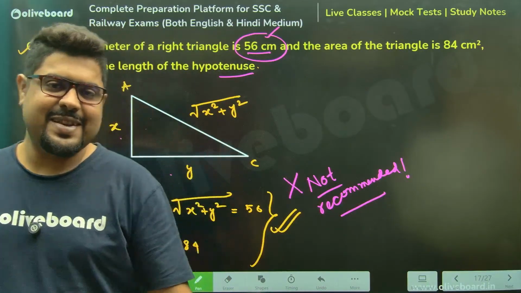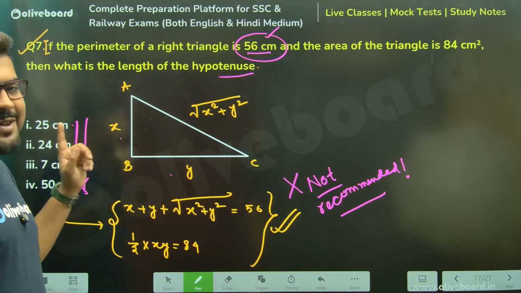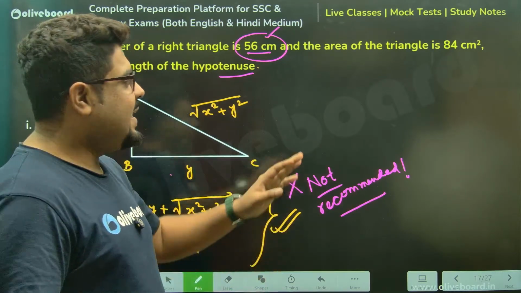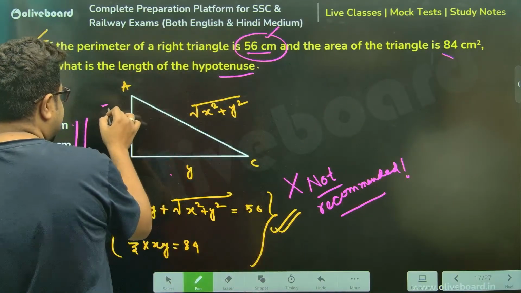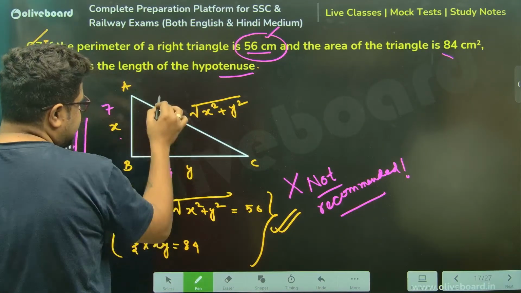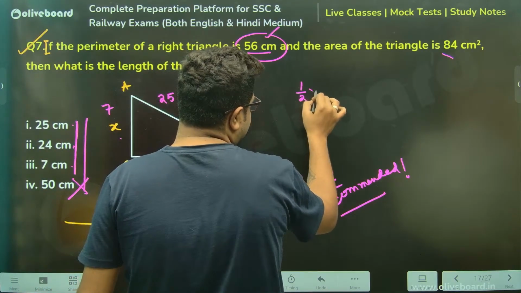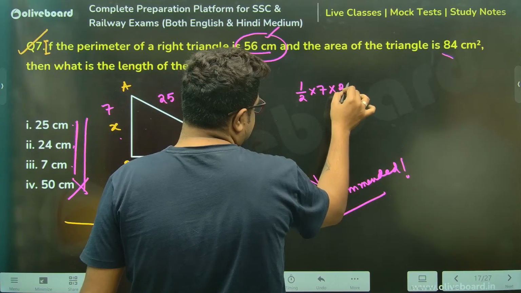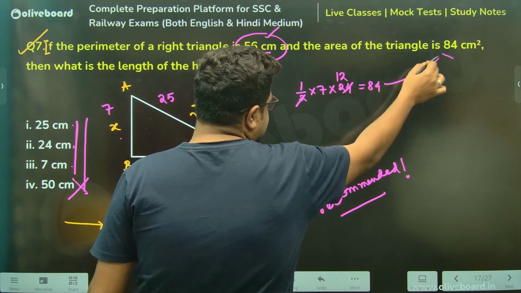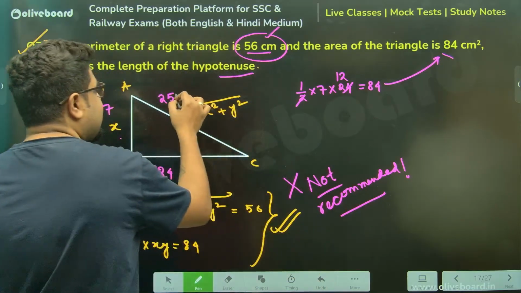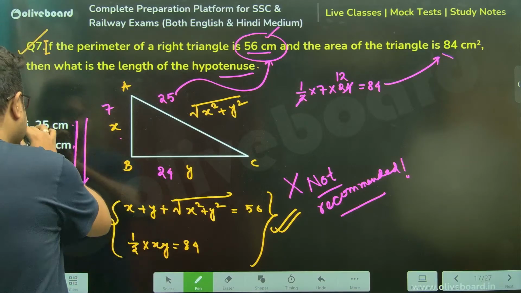And sir, they are Pythagorean triplets, 25, 24, and 7. Let's check for area. So in this case, 7 and 24, and this must be 25. Half of 7 times 12 is 84, sir. This is also matching, and the perimeter is also matching. So I'm saying, absolutely. My answer will be option 1.